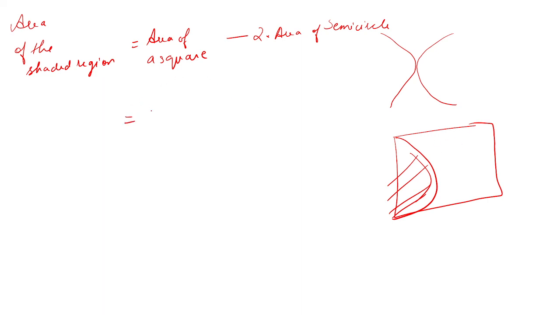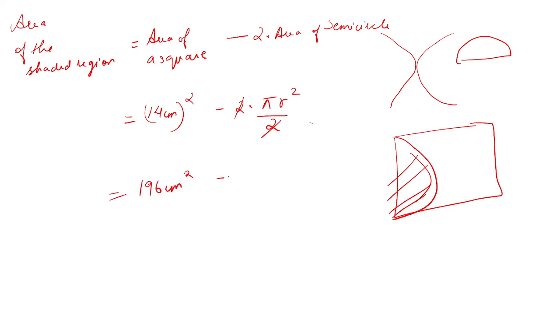Area of a square is length into length, or side square. So that is going to be 14 centimeter square. 2 into the area of a semicircle, which is pi r square by 2. Area of a circle is pi r square, and area of a semicircle is pi r square by 2 because we are only considering half of that circle. So cancel this. 14 centimeter square is 196 centimeter square. Pi is going to be 22 by 7, and r square is 7 centimeter into 7 centimeter. So you can cancel out 7 from here.